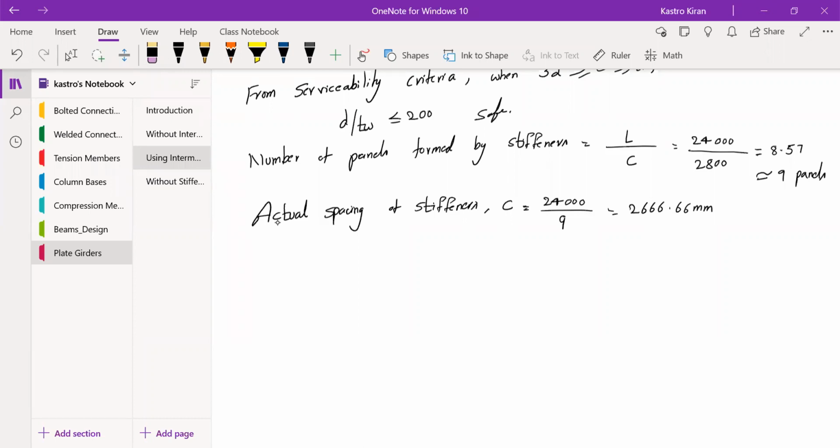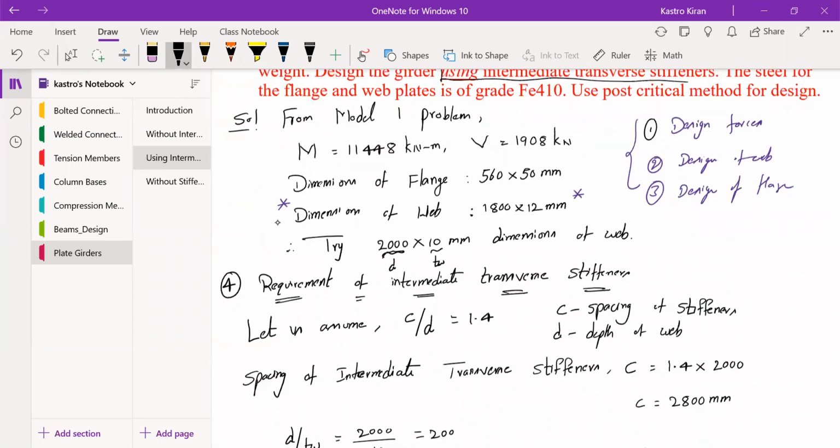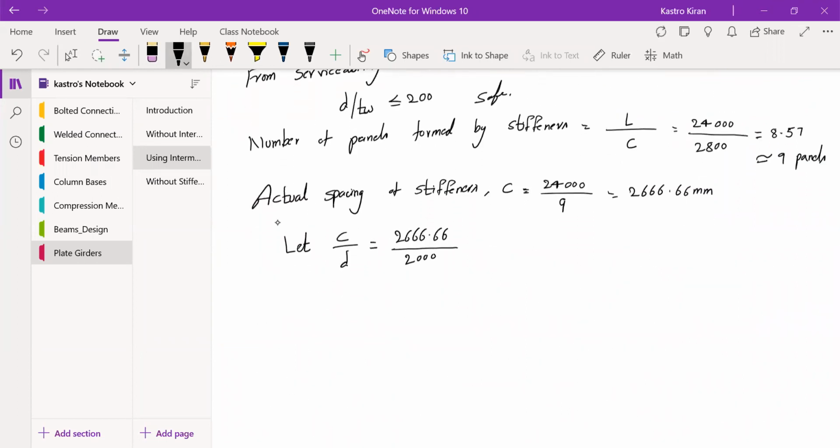Now you have to find the value of C by D. What is the C value? It is the spacing of the stiffeners, 2,666.66 mm. Don't take it as 2,800; 2,666 is the one we are providing. D is the depth of the web, which we have assumed to be 2000 mm. If you solve this, you get the C by D ratio as 1.33.